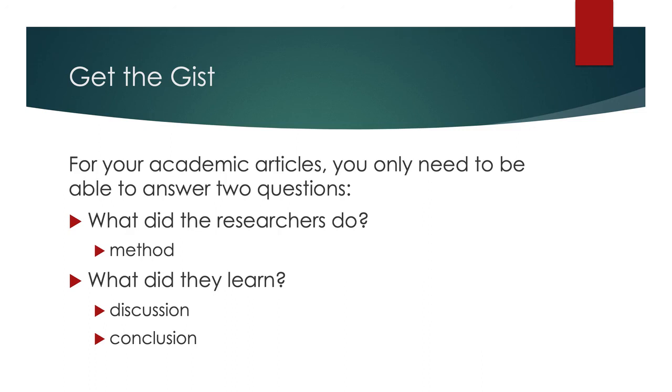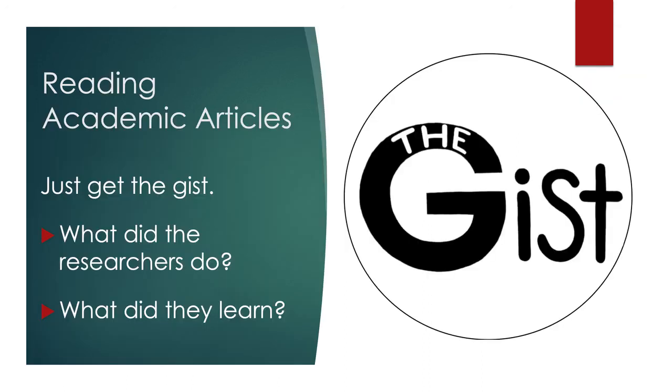So basically, as long as you can answer those two questions, that is all I need from reading an academic journal article. That's the minimum, most basic thing that you would need for a research project like this. So just read to get the gist, and read to try to learn what did the researchers do, and what did they learn.